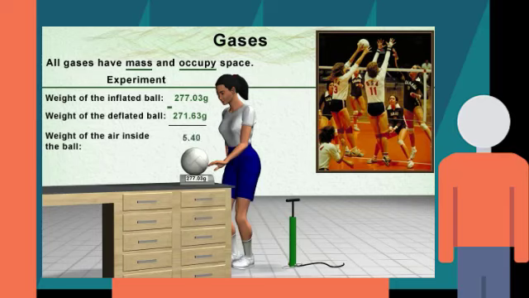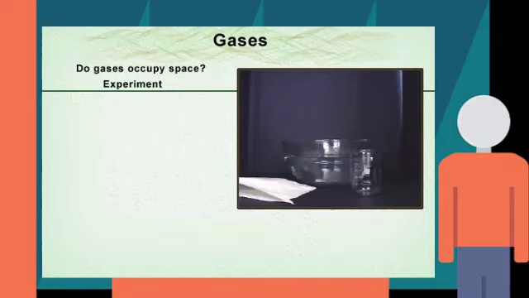The weight of the air inside the ball is 5.40 grams. As you can see, air has mass. Remember from the previous scene that air is a mixture of gases. The total mass of each gas contributes to the total mass of air. Do gases also occupy space? An experiment using air as gas shows you that gases do indeed occupy space.